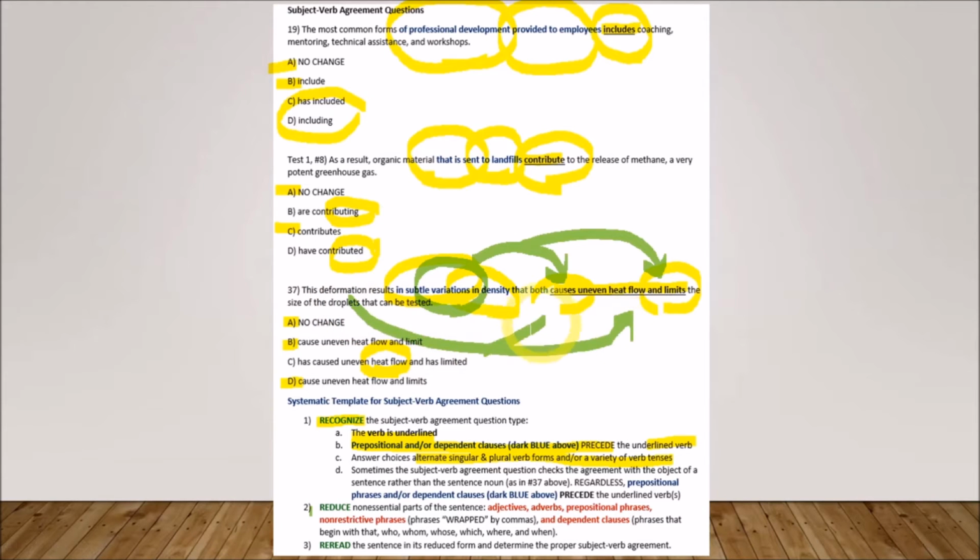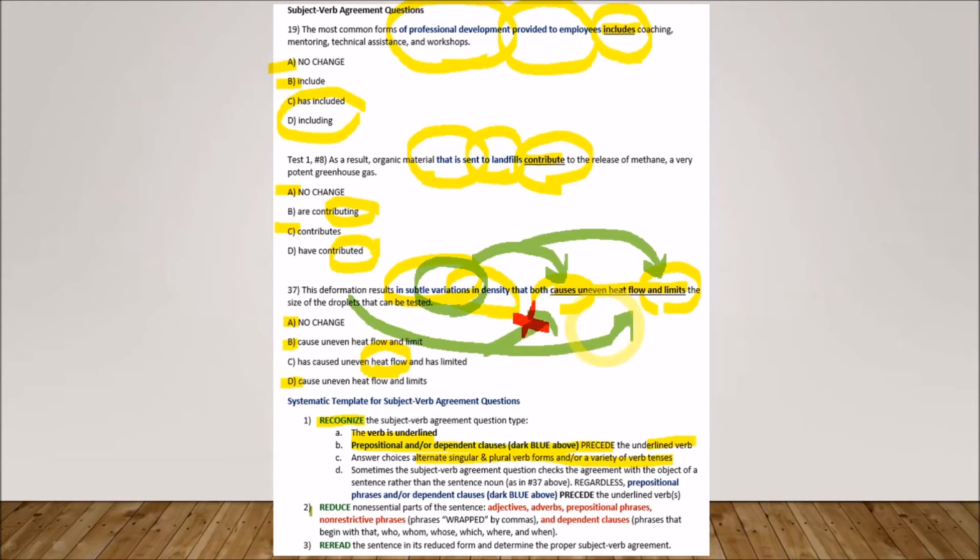Sometimes, as in the case of number 37, the subject-verb agreement question checks the agreement with the object of a sentence rather than the sentence's main noun. The subtle variations cause and limit, not the sentence noun deformation. Deformation does not cause and limit.